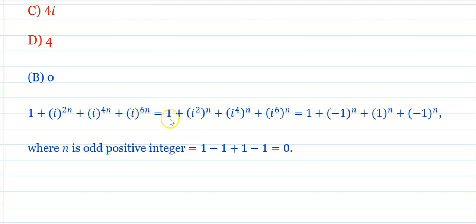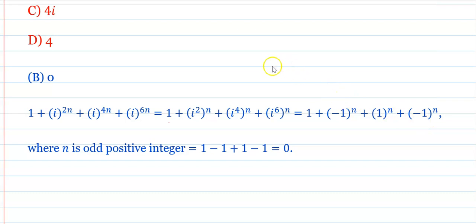first 1, i raised to 2n means (i square) raised to n. i raised to 4n means (i raised to 4) raised to n. i raised to 6n means what? (i raised to 6) raised to n. Now here i square is minus 1. i raised to 4 is plus 1. Okay. i raised to 4 is plus 1. i raised to 6 is again minus 1.